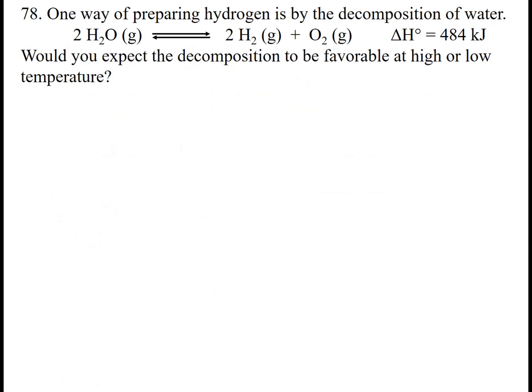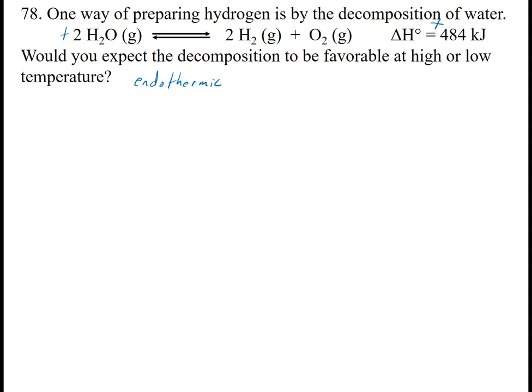So it says preparing hydrogen by the decomposition of water. So I have two waters as a gas molecule goes to form hydrogen gas plus oxygen gas. Do you expect the decomposition to be favorable at a high temperature or low temperature? So I look at this, and it doesn't even matter what the value here is, the fact that this is positive. So this is a positive 484. So this is an endothermic reaction. Because this is positive, it's endothermic.